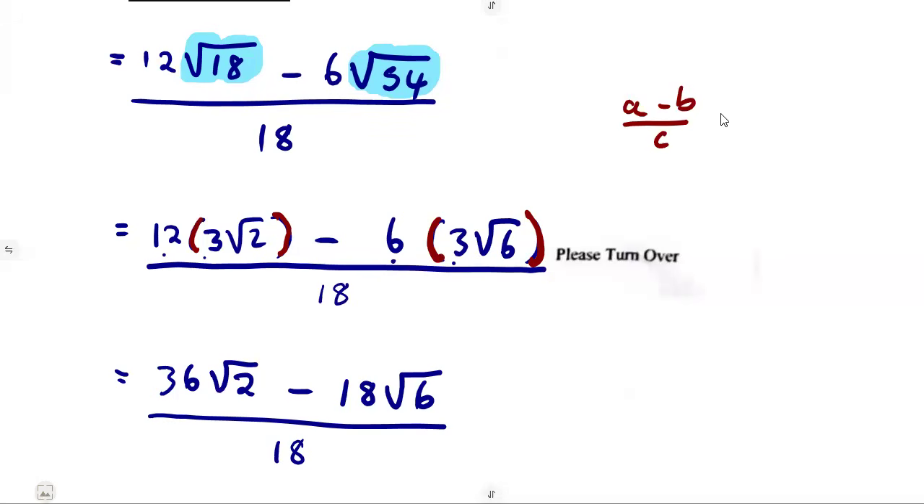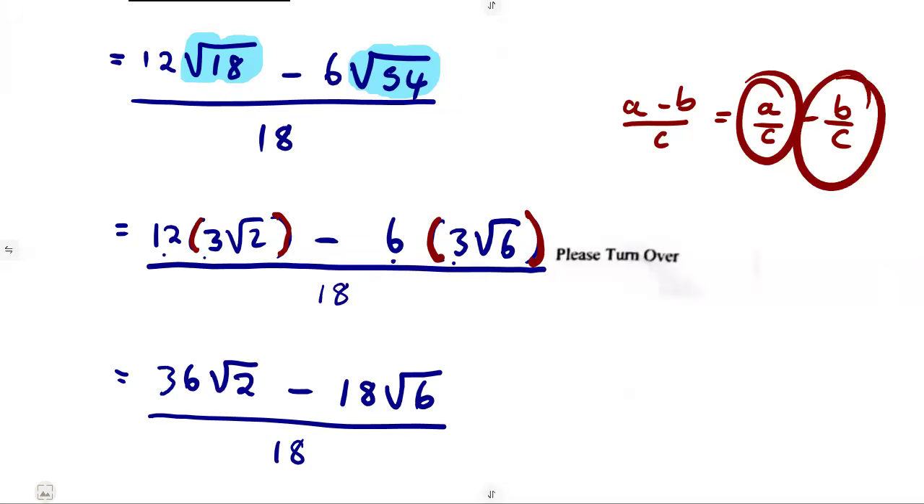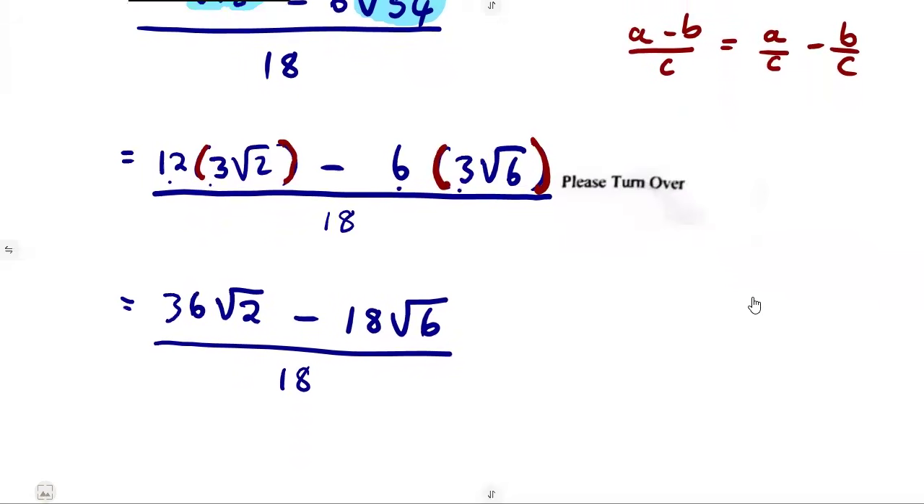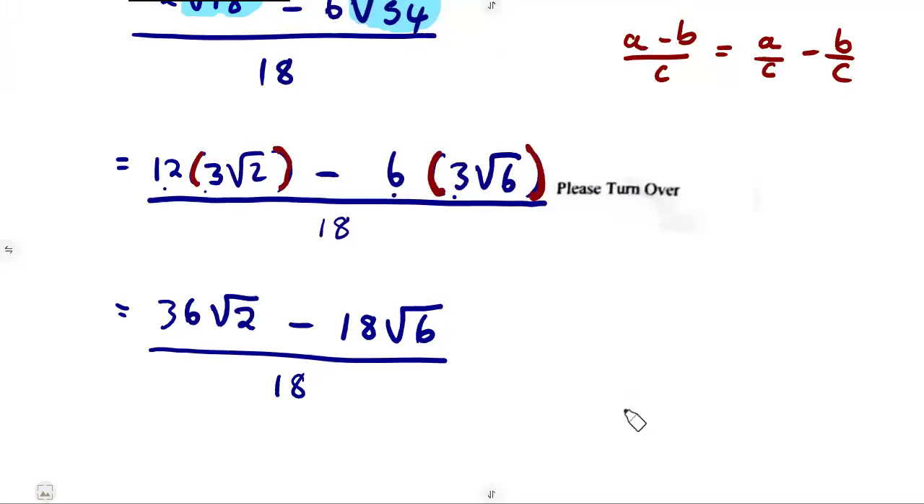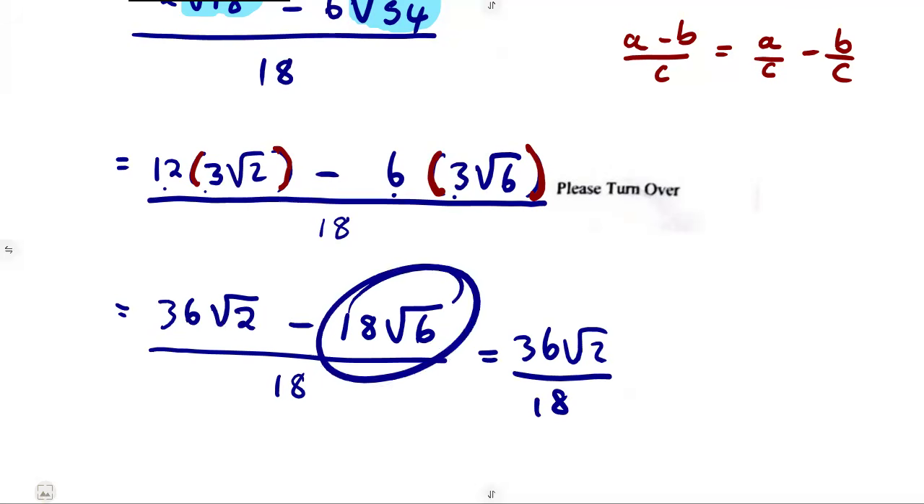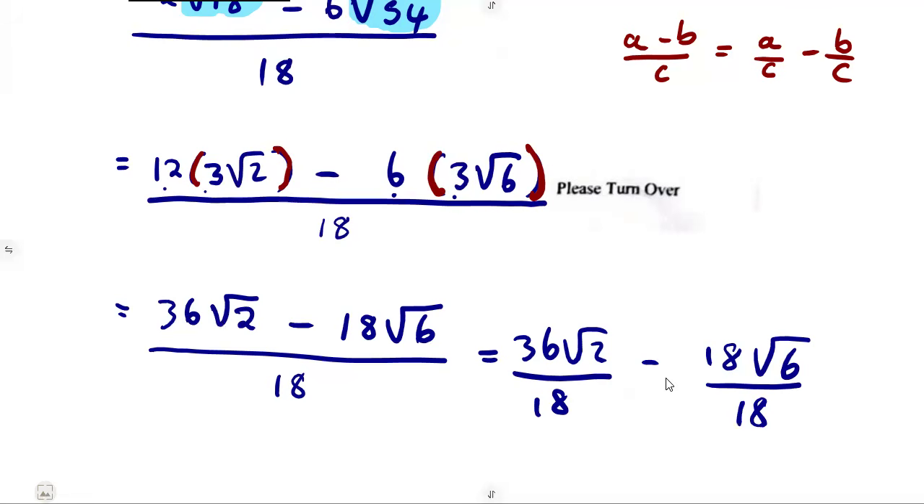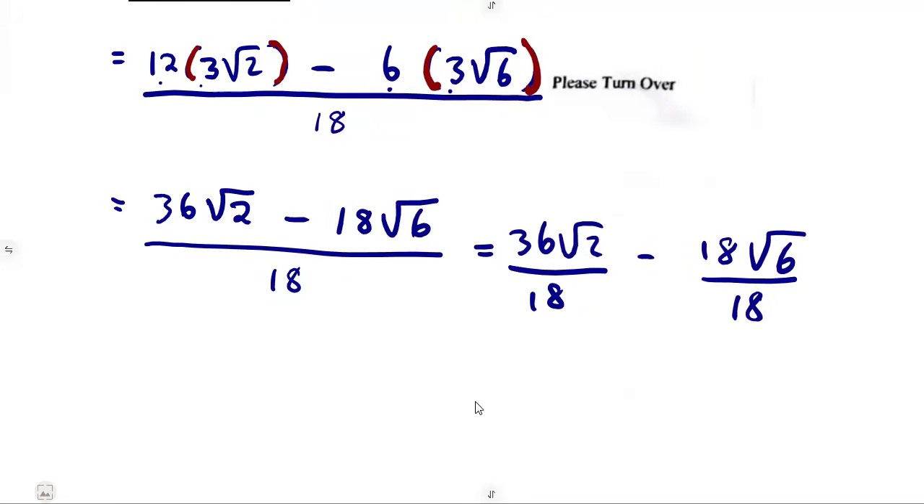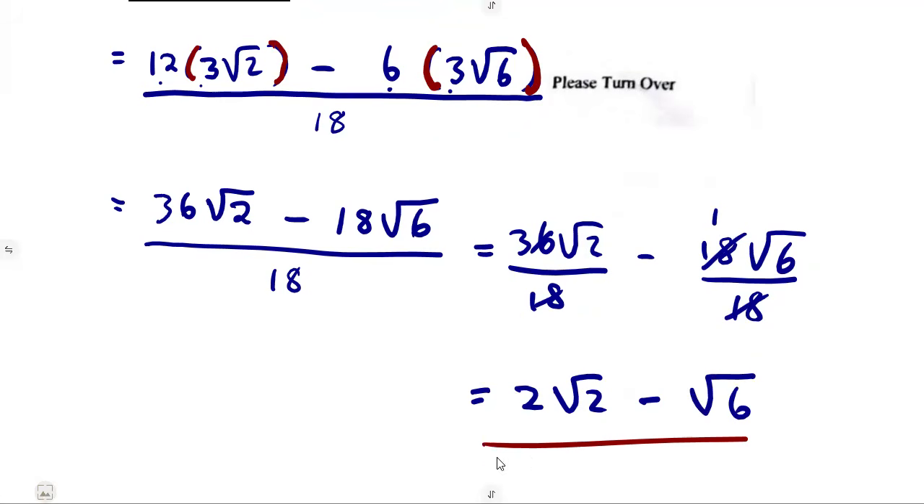A minus b over c can be written as a over c minus b over c, provided that you have separated each term to the denominator. A over c, also b over c. For you to separate this fraction, you can write each term divided by 18. 36 square root of 2, you divide it by 18. You also do 6 over 18. This one is allowed as long as you separate it this way. Divide by 18, so that's 2 square root of 2 minus 1/3, which is square root of 6. So this is what you're going to have in simplest form.